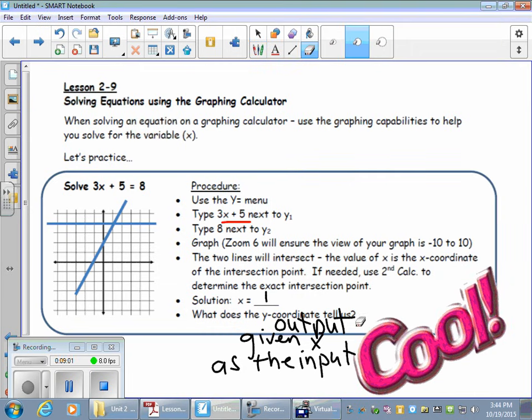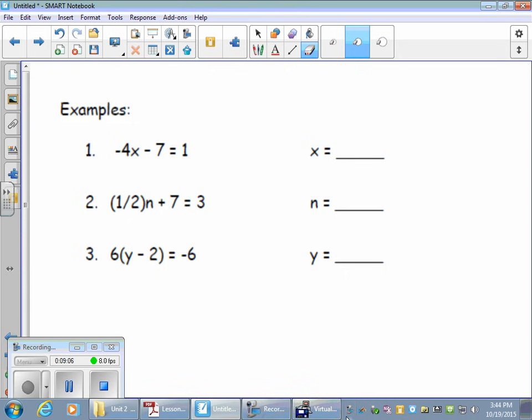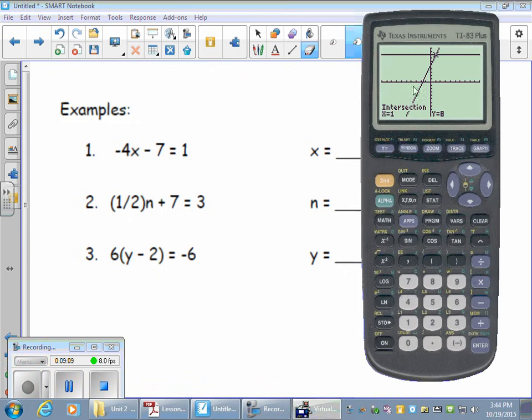No problem. Now, let's do some together. Let's practice. So let's look at number 1 on your handout. Get your calculator. Go back to y equals. And where you have stuff typed in already from what we talked about, just clear it out. Now I'm going to type in the left-hand side of my equation, which is negative 4 X minus 7, and I'm going to go down now to y sub 2, and I'm going to type in the right-hand side of my equation, which is 1.